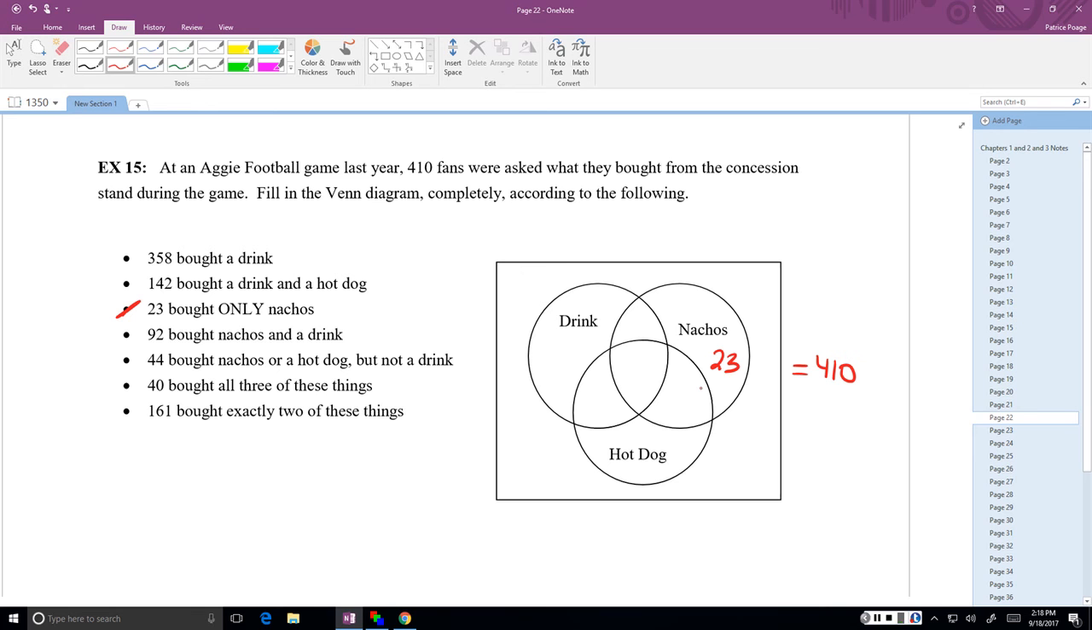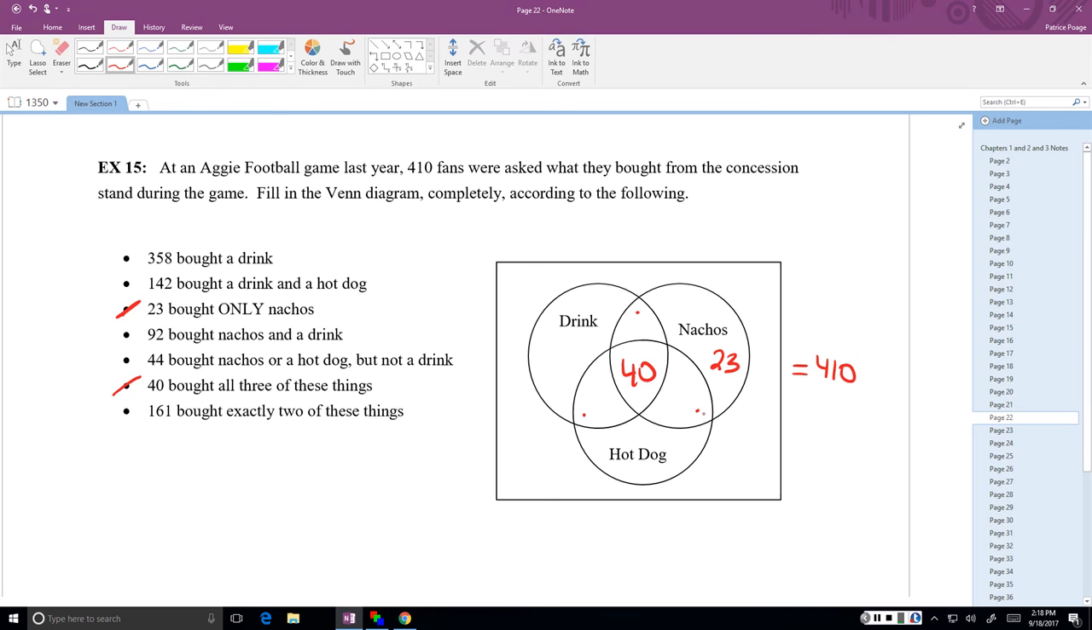Okay. 92 bought nachos and a drink. So they're in the nacho circle and the drink circle, right? These two. Can't do it. 44 bought nachos or a hot dog. In mathematics, that means or both. So nachos or a hot dog or both, but not a drink. So it's these 3. Okay. 40 bought all 3 of these things. And 161 bought exactly 2 of these things, which would be there, there, and there. And we can't do it. So my first time through, I could only get 2 numbers.